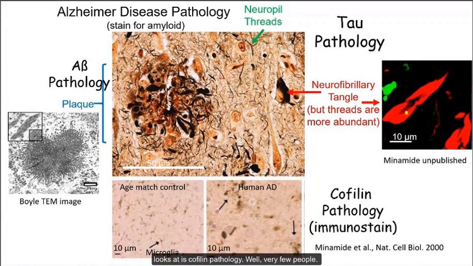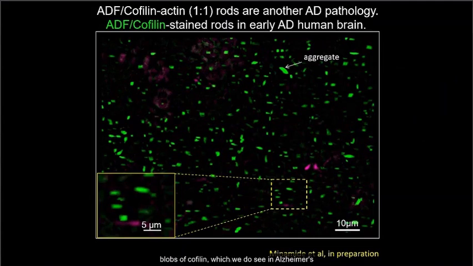What no one else looks at is cofilin pathology. Well, there are a few people now that are looking at it. If we look at age-matched controls that we stain for cofilin in human brain, we actually see microglia that stain fairly well for cofilin, but you don't really see any of what we would call cofilin pathology, really aggregated in blobs of cofilin, which we do see in Alzheimer's disease brain. And often these show up in the form of rod-like aggregates.